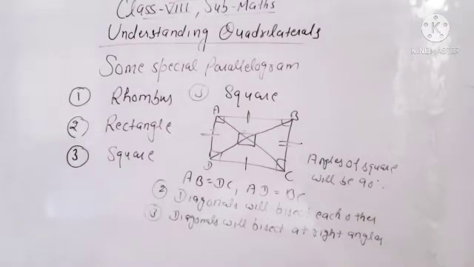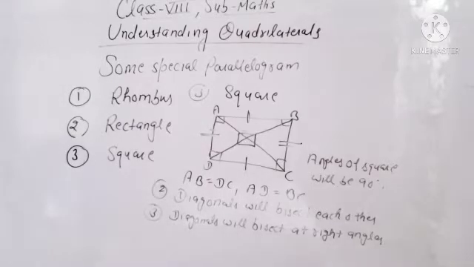So you can see, a square is also a type of parallelogram where opposite sides are equal, or parallel you can say. Second, the diagonals will bisect each other. Third, the diagonals will bisect at right angles. And fourth, all the angles of the square will also be 90 degrees.